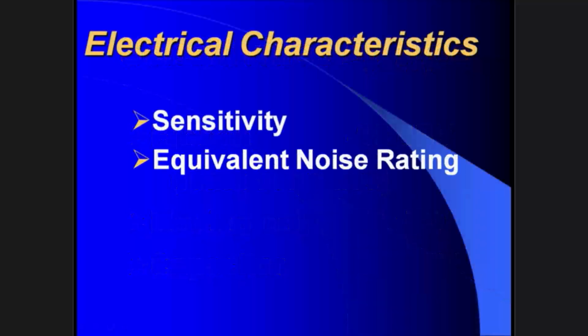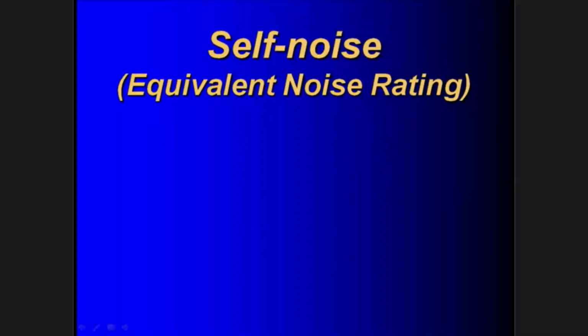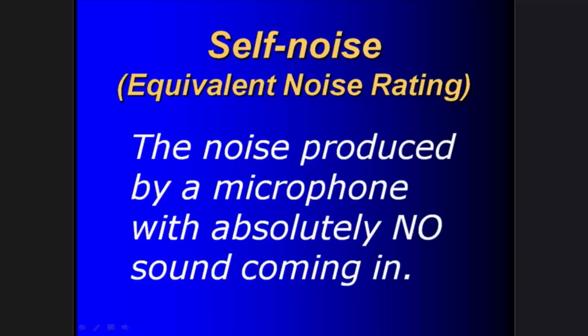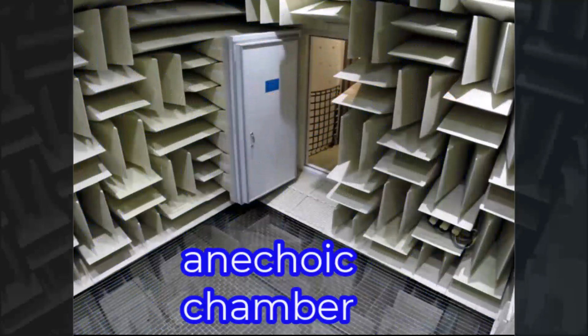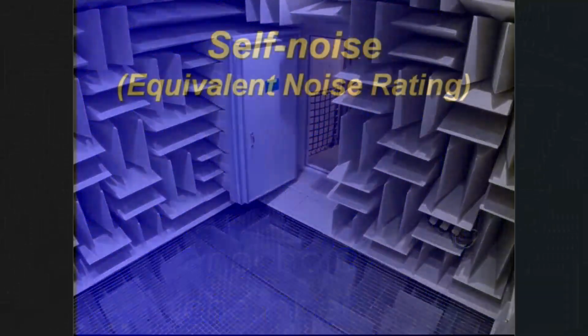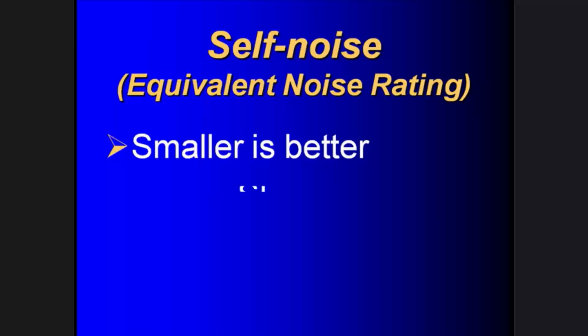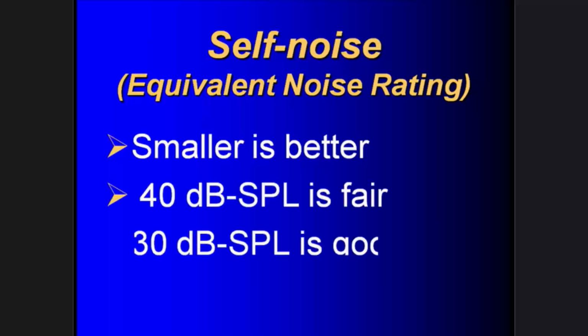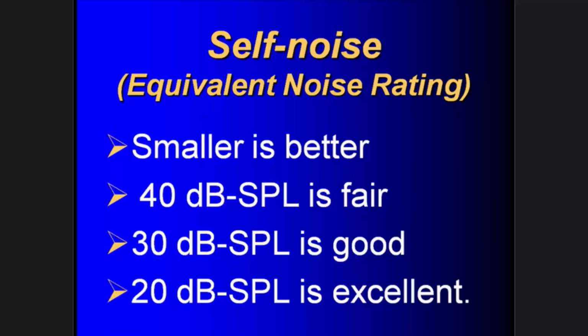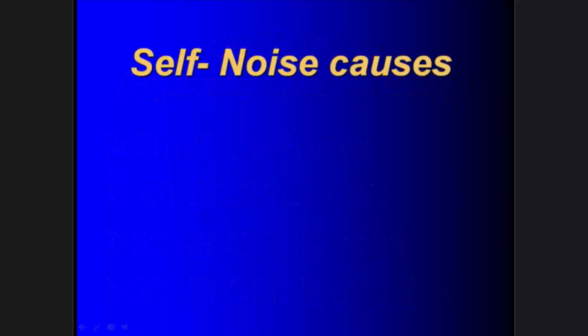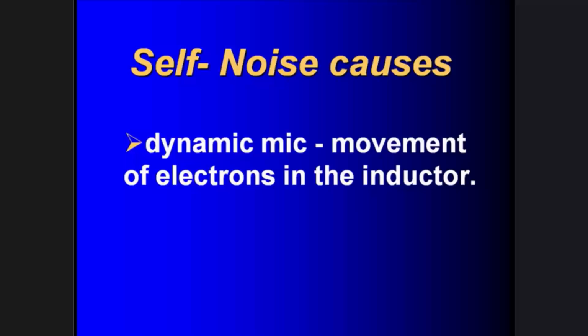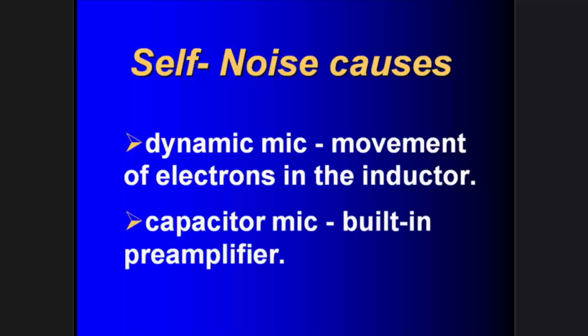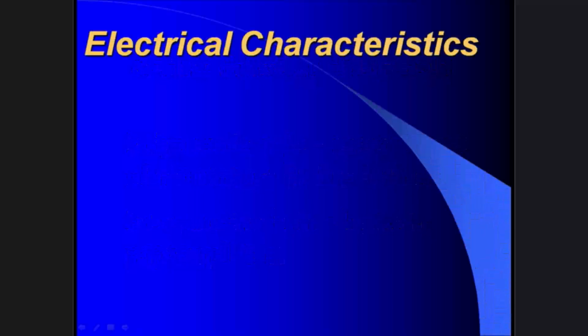So let's take a look at self-noise, the equivalent noise rating. This is nothing but the noise that comes out of a microphone with no sound going in. This is measured in an anechoic chamber. With self-noise, of course, the smaller the better. If you have a microphone that has an equivalent noise of 20 dB of sound pressure level, you got an excellent mic. What causes self-noise? Well, with a dynamic mic, it's the movement of the electrons in the voice coil, and with a capacitor microphone, it's usually the built-in preamplifier that causes the noise. So we have sensitivity, the equivalent noise rating.